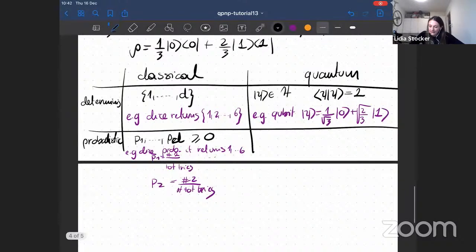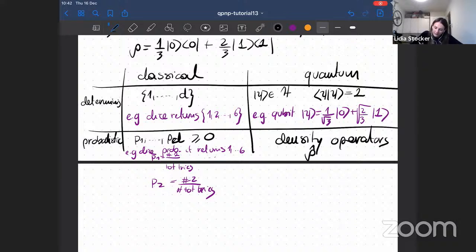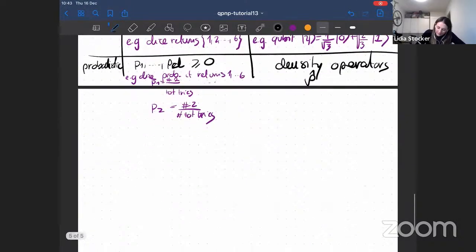In quantum mechanics, if we have a state which has a probability of being in one configuration and a probability of being in another configuration, we characterize it with density operators, and we call this rho. So also here we can put a hat because it's an operator. What is the difference here? We will talk about it now. So a density operator, let's define it.